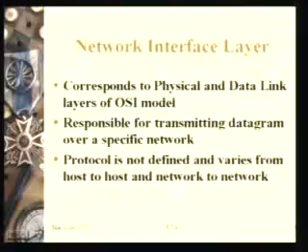We would like to see some more examples. Let us look into slight details about the TCP reference model. Now the bottommost layer in the TCP reference model is the network interface layer. It corresponds to the physical and data link layers of the OSI model, so nothing new about it. It is responsible for transmitting datagrams over a specific network. A datagram is the basic unit which is transferred onto a TCP/IP network. The protocol is not defined and varies from host to host and network to network. So this protocol is dependent and has never been defined.